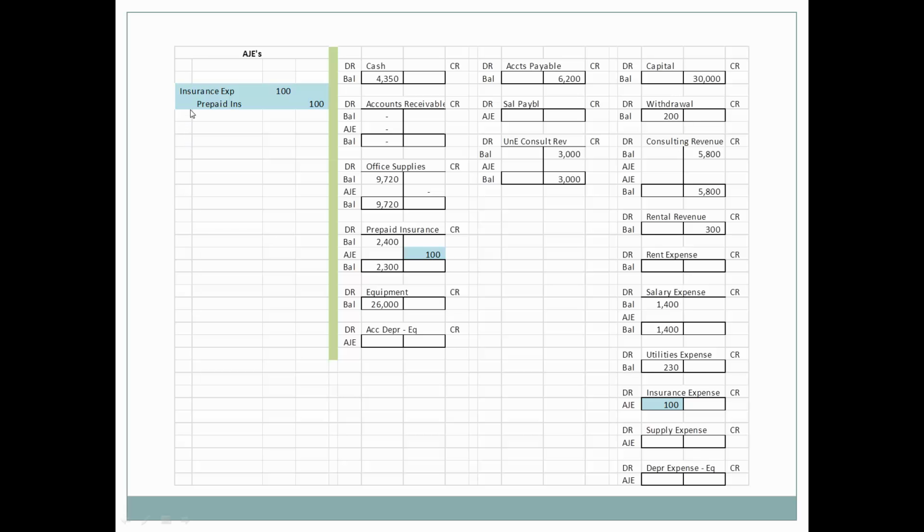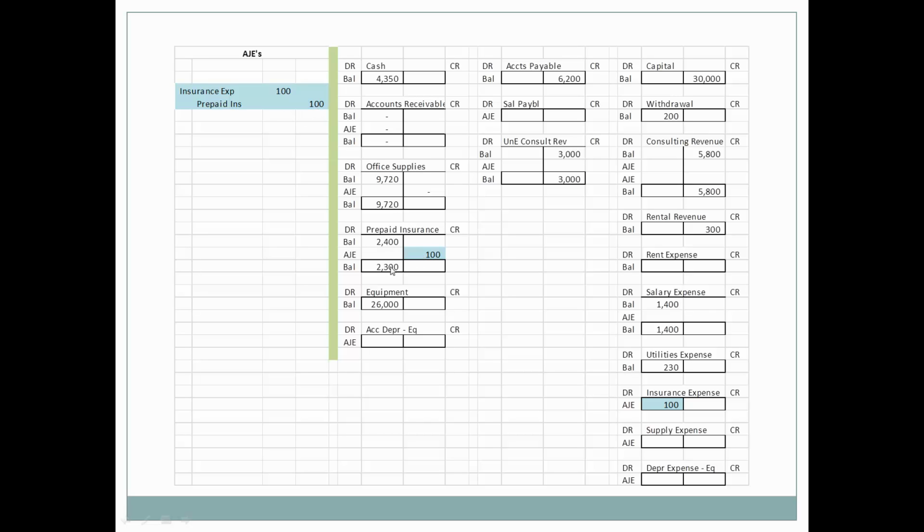Now, let's look at these adjusting journal entries in relationship to our general ledger accounts. What I have here are the unadjusted trial balances that we are all bringing forward, and then we're just going to record in these all of our adjusting journal entries. So here we have insurance expense that we are debiting. Prepaid insurance, we're crediting it because it's going down.